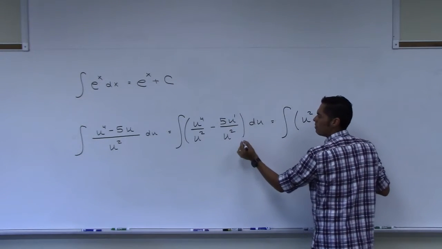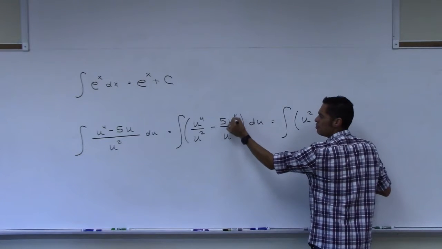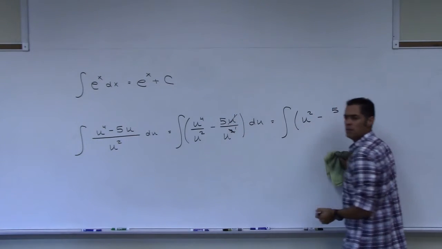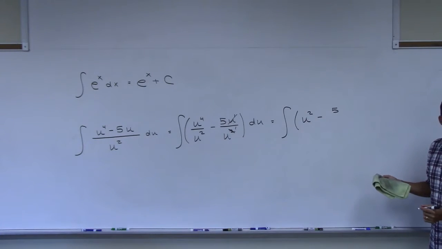This is u to the 1, right? So look at it this way. This u cancels, doesn't it? With one of those u's. So that 2 becomes a 1. So we just have a u on the bottom?